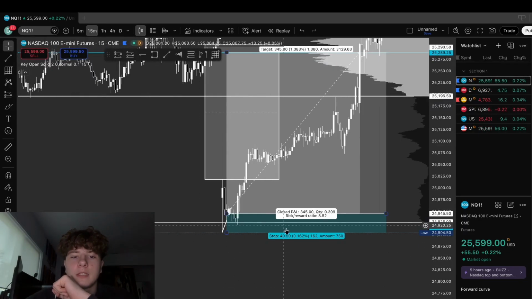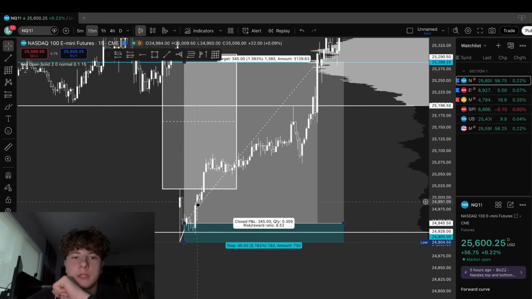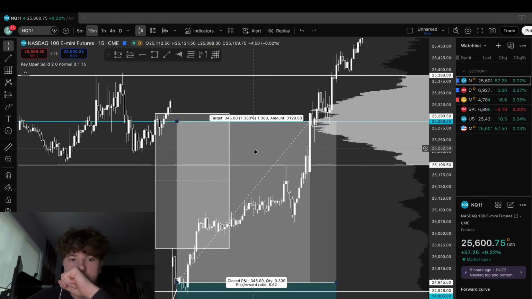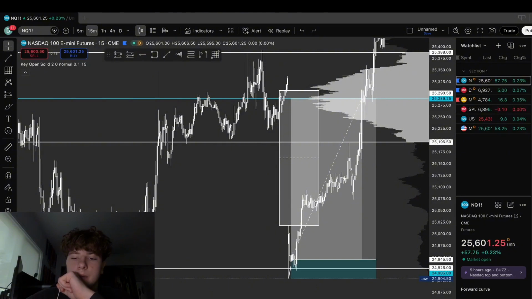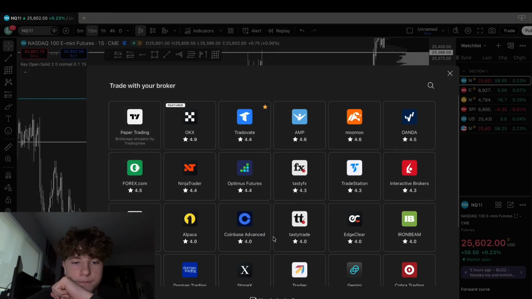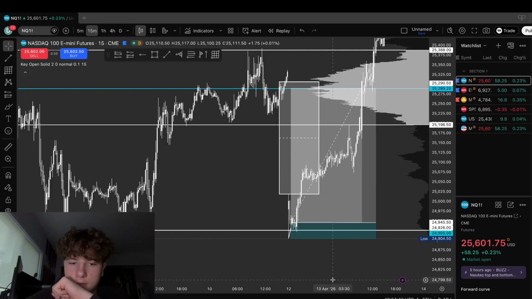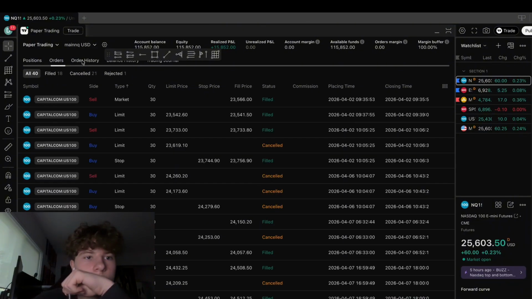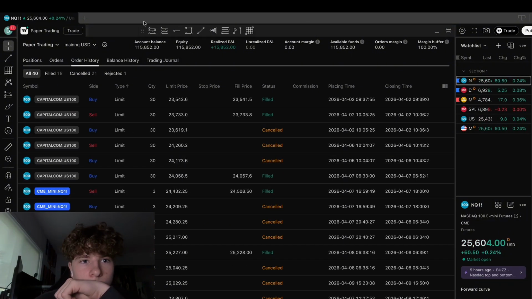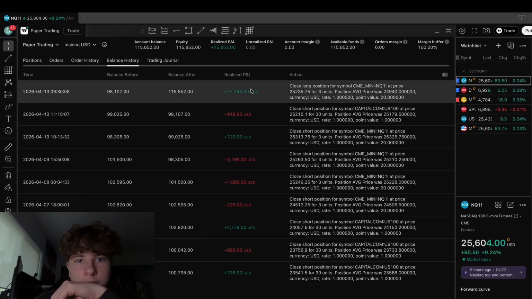But then I just left it overnight, and it was going up, and then I woke up, and I had two take profits, one right here at this value area low, and then the next one at this POC, and both got hit. I think I made 15 on this. Made 17.